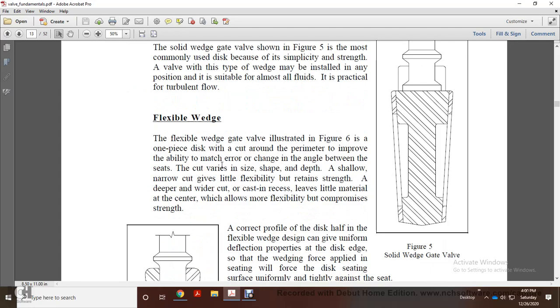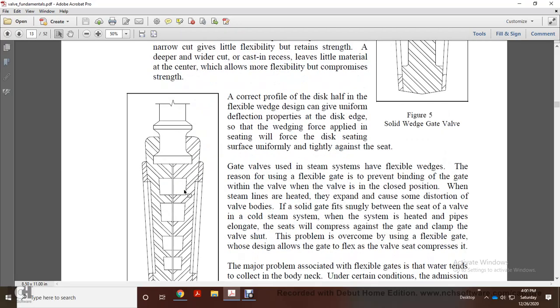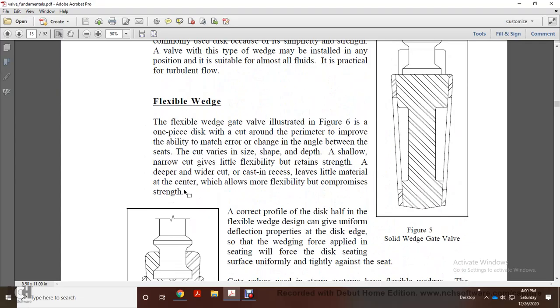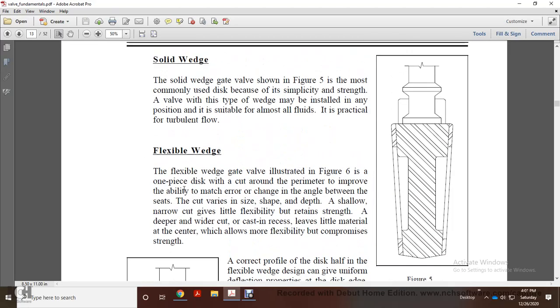The flex wedge gate, shown in Figure 6, is a one-piece disc with a cut around the perimeter to improve the ability of the disc to match the angle between the seats. The cut varies in size, shape, and depth. A shallow, narrow cut gives light flexibility, retaining strength. A deeper, wider cut, cast and recessed, leaves little material at the center, which allows flexibility but compromises strength. A correct profile of the disc and half of the flex wedge disc gives a uniform deflection of the disc edge, so the wedging force applied in seating will force the disc seating surface uniformly and tightly against the seat.